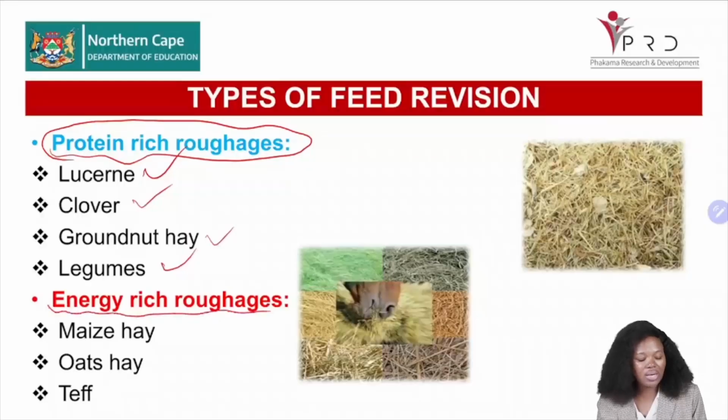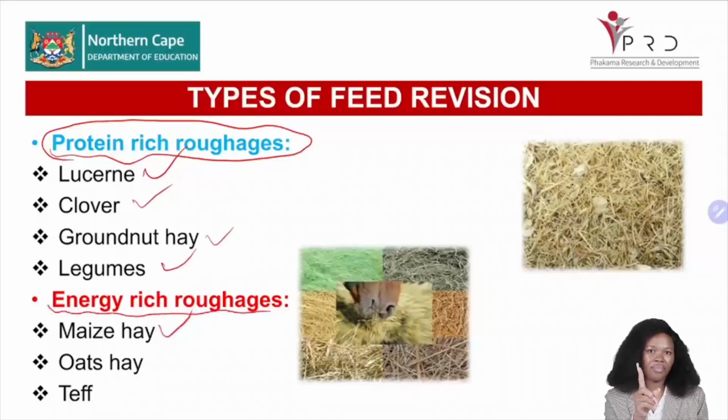Now, the energy-rich roughages, we can name maize hay. Remember, we said the moment you see hay, a feed is a roughage. But the moment you see meal, a feed is a concentrate. You see stock, a feed is a roughage. Straw, a feed is a roughage. But maize seed, a feed is a concentrate. This is how we identify them. Other examples of energy-rich roughages are oat hay, and the last one will be teff. So these are the roughages that are protein rich and energy rich.